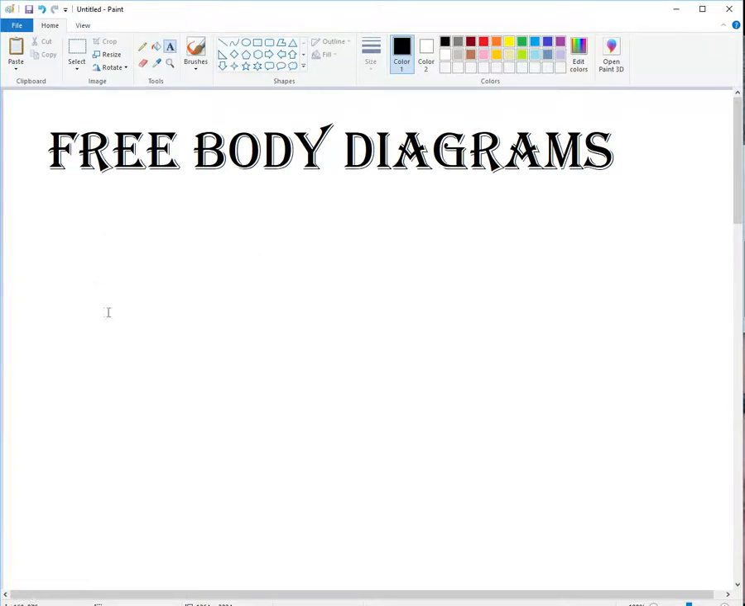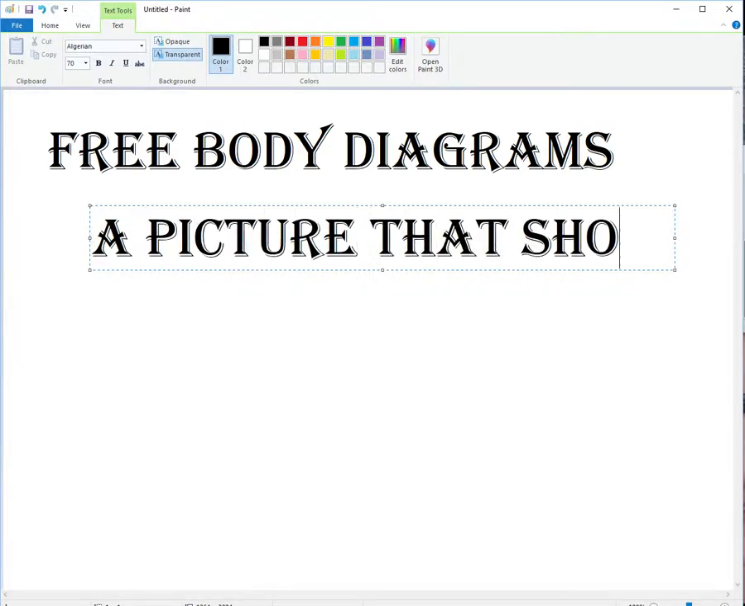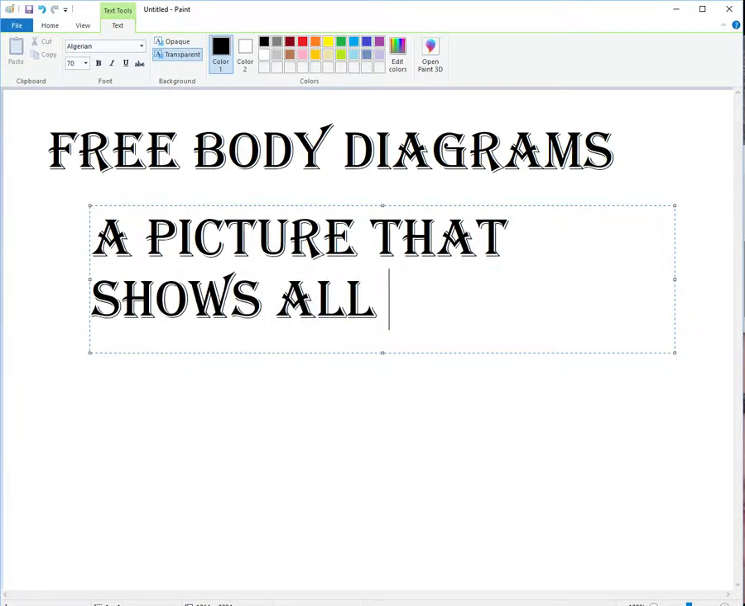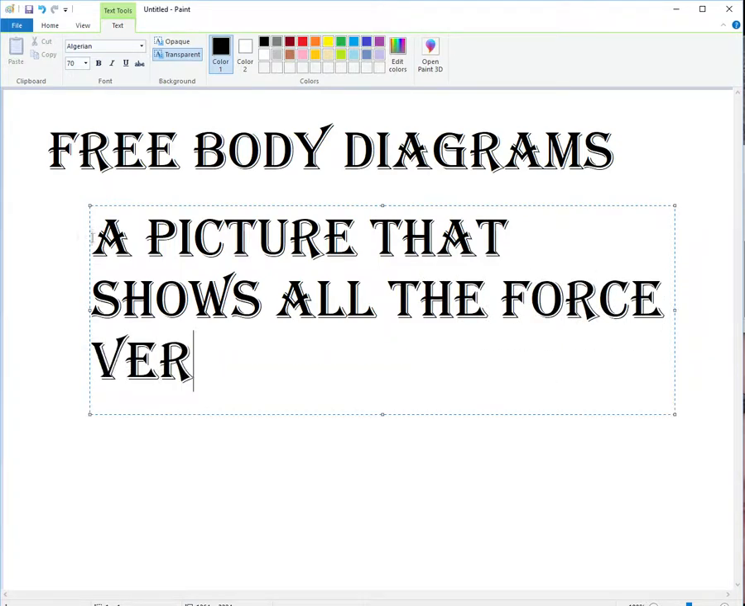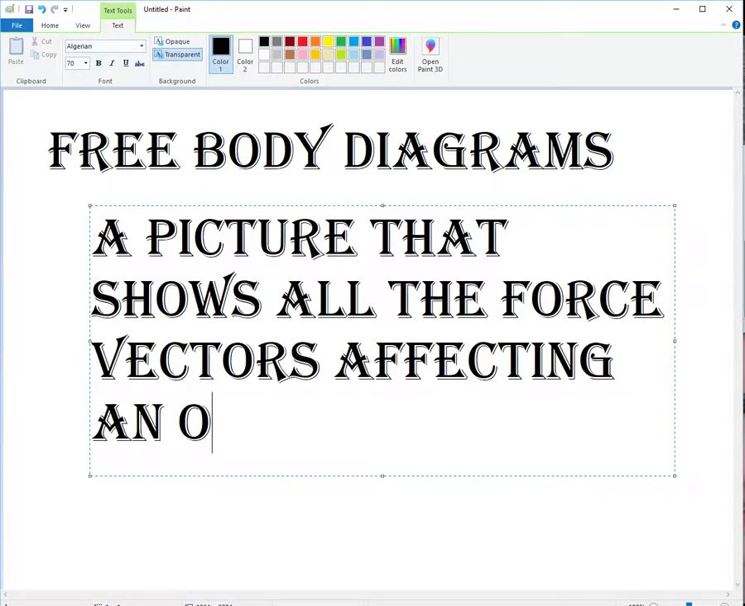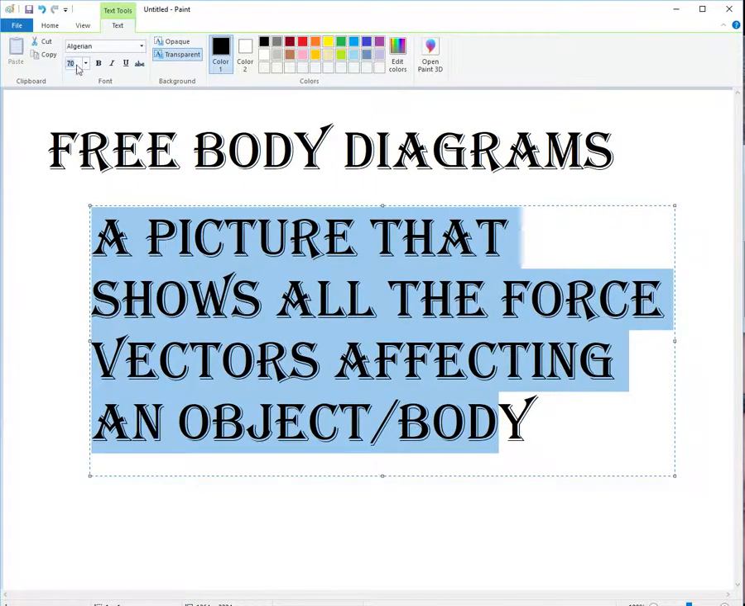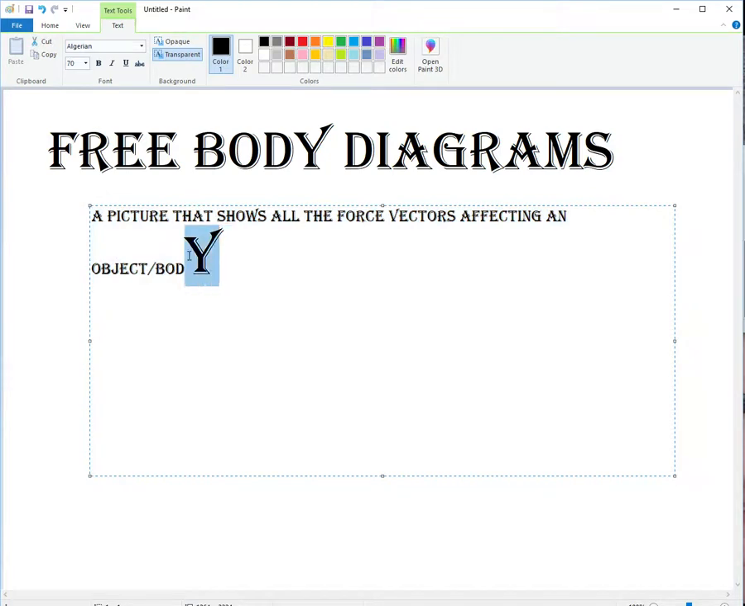Okay, so definition, let's write that down. A picture that shows all the force vectors affecting an object or body. All right. Now, oh, that should have been 20 as well. Okay, so that's the definition of a free body diagram.